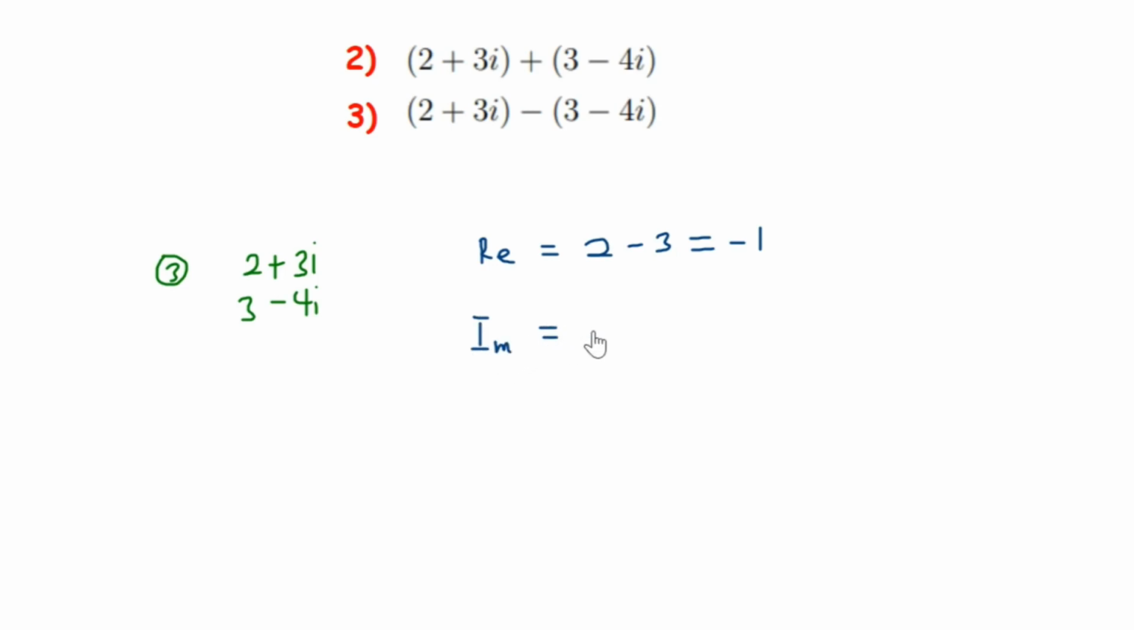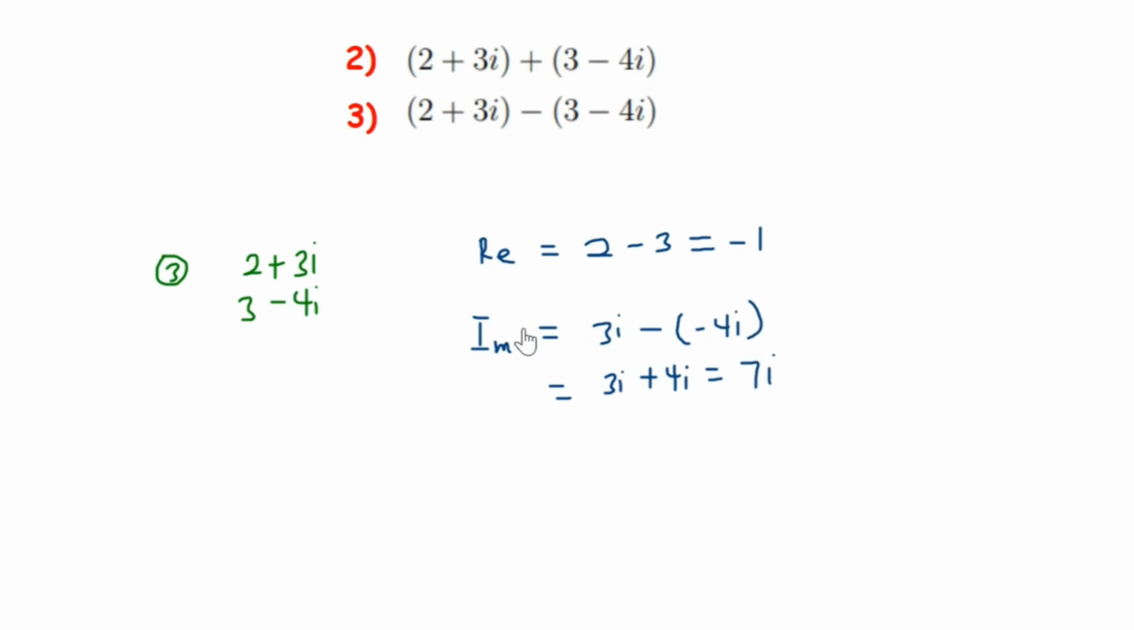And then for the imaginary part, for the first complex number I have what? 3i, and then the second one I have what? Minus 4, so that is minus 4i. Okay, so this will give us 3i plus 4i. So this will be equal to 7i.